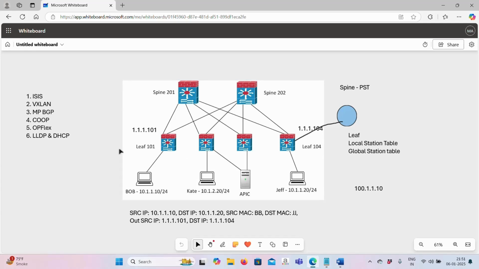So the next video, guys, will be very interesting. We will discuss the fabric discovery and registration. We will discuss how we can register these devices, the leaf and spine switches, on the APIC controller, guys. So the next video will be very interesting.